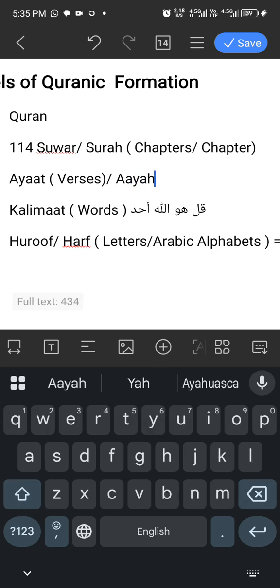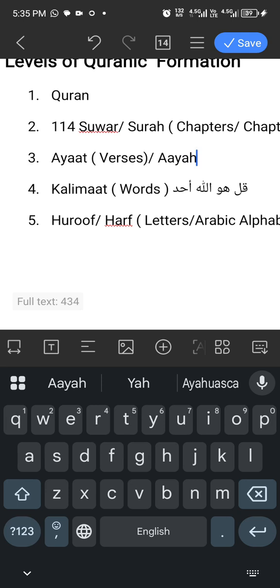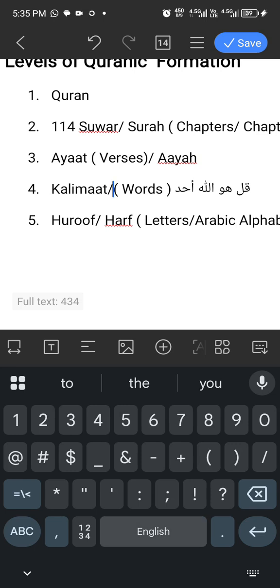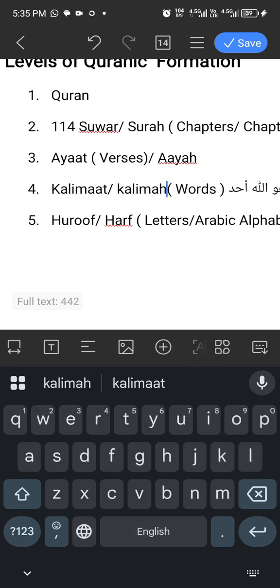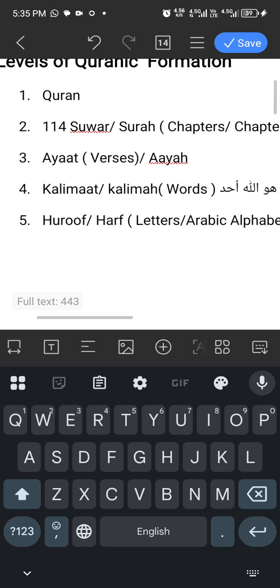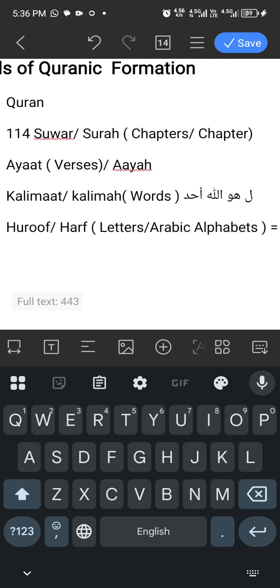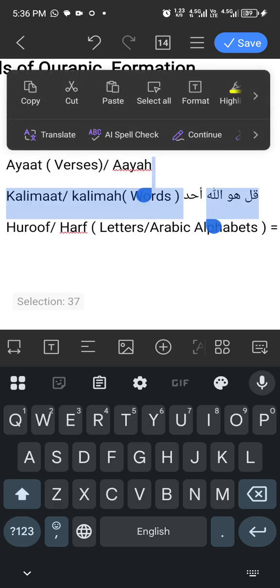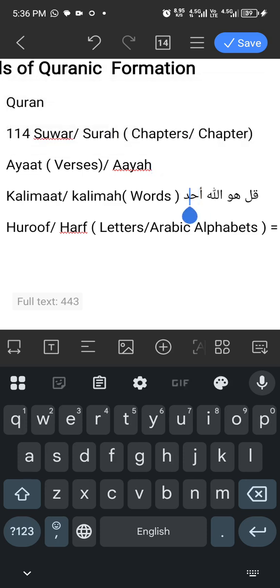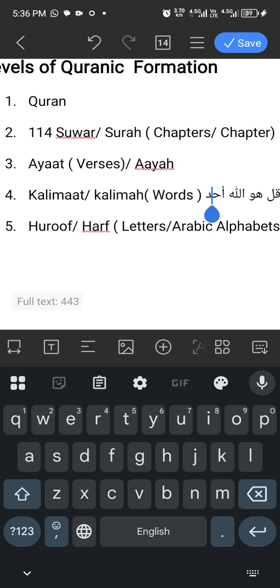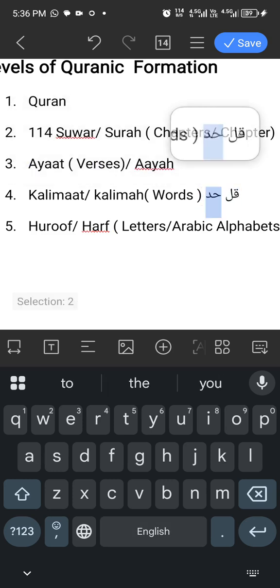But ayat is the plural form of it. Each ayah contains kalimat. Kalimat is also the plural form of kalima. So I also brought example of kalimat like kul huwa Allahu ahad. An example of a kalima here will just be kul. That's just a kalima on its own.